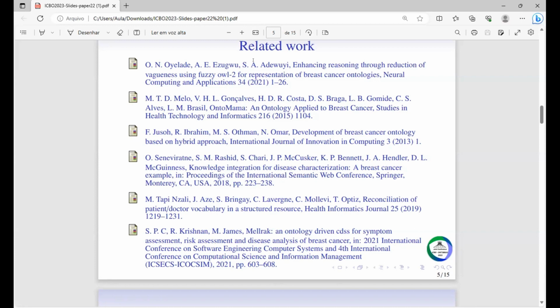Despite the background mentioned in our article, to the best of our knowledge, no open ontology provides a recommendation for early detection by mammography in women at average risk of developing the disease.